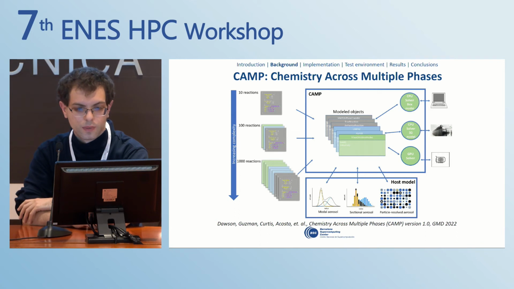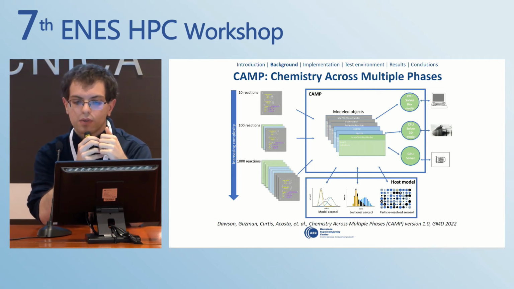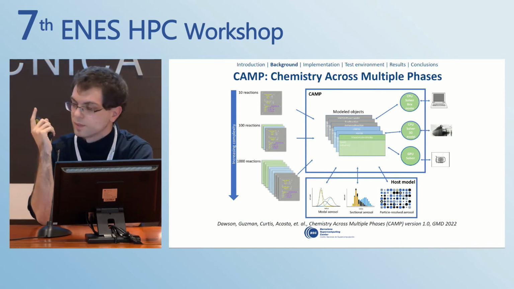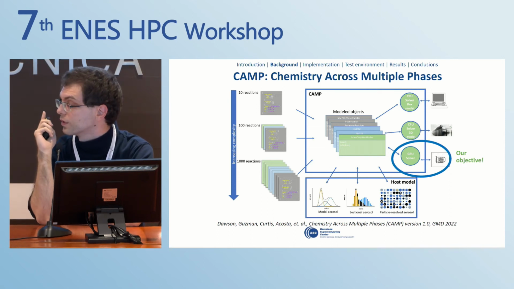But we are actually working with another module, which is CAMP. CAMP is a newly developed chemical module that has the same objectives as KPP, that is, to provide flexibility to the users to configure different chemical mechanisms and different types of reactions. It has the advantage that, apart from computing typical gas phase reactions, it can also compute aerosol reactions. The idea is that it's a chemical framework to include a CPU solver and a GPU solver, and our objective is to focus on developing this GPU solver.